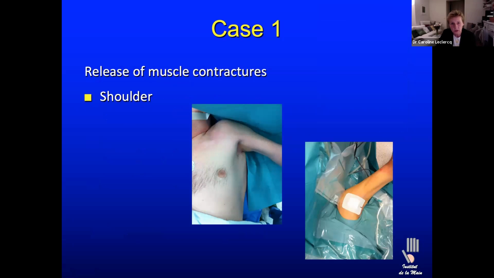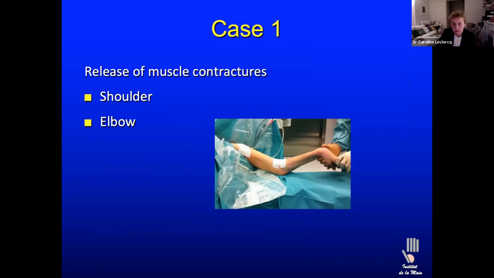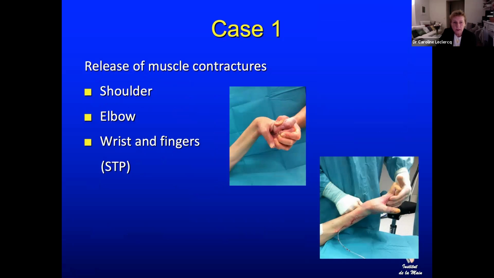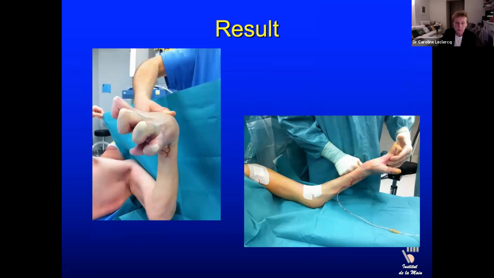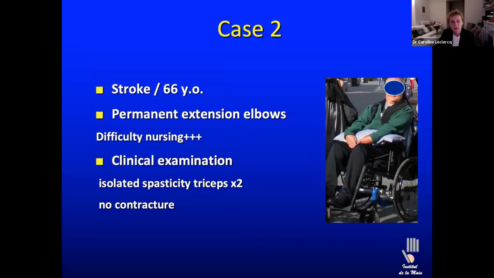So what we're going to do here is a lot of tenotomies at the level of the shoulder, at the level of the elbow, and at the level of the wrist and fingers. Here for the fingers, we did the STP procedure, and you see before and at the end of surgery. We try to deal with both arms at the same time in these patients. And this is not very, should I say, rewarding surgery, but it's extremely helpful for the patient, the family, and the caregivers.